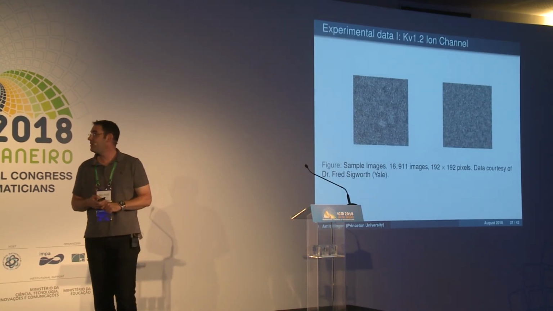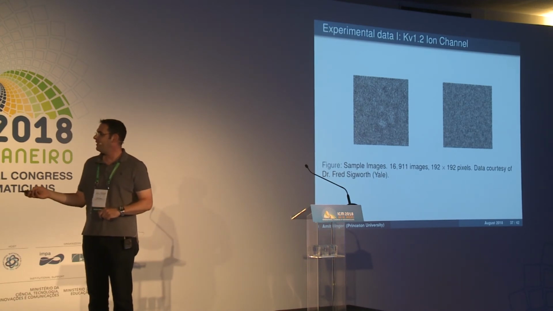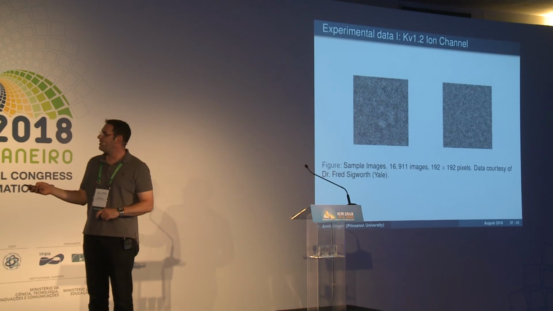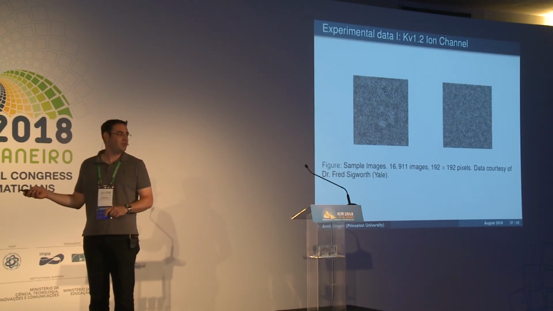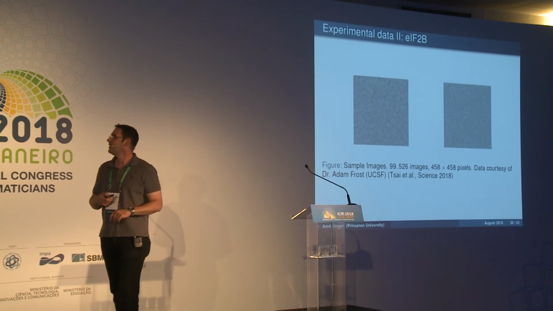The last 2 data sets are experimental data sets, one from my long-time collaborator at Yale, Fred Sigworth. This is for his ion channel. This just gives you a glimpse of how images look in reality. Okay, so there is a molecule here. Just so you understand the level of noise that we are dealing with.